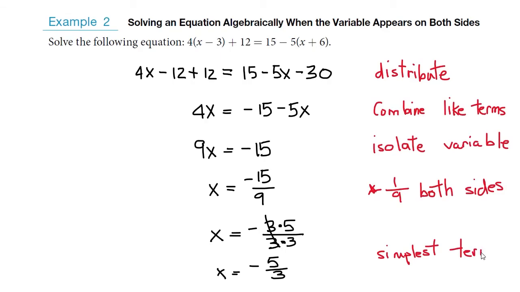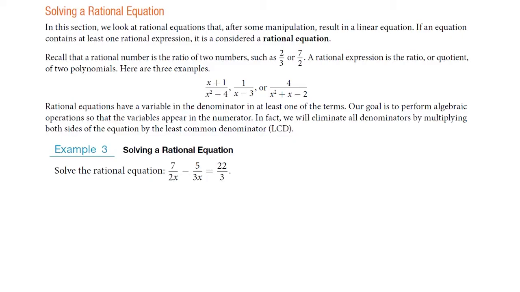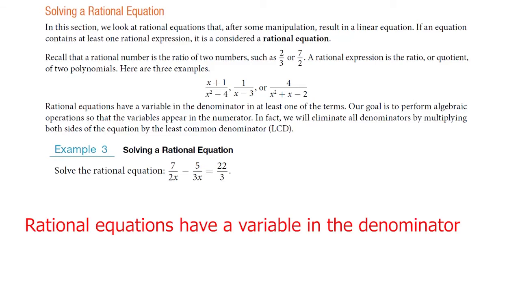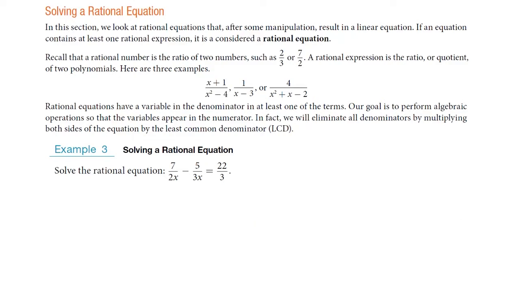Now we'll talk about rational equations, and these are equations where there is a variable in the denominator of at least one of the terms. The way we handle these is we perform algebraic operations to get the variables to appear in the numerator. And of course, everything has to be an equivalent operation, and we do this by finding the least common denominator.